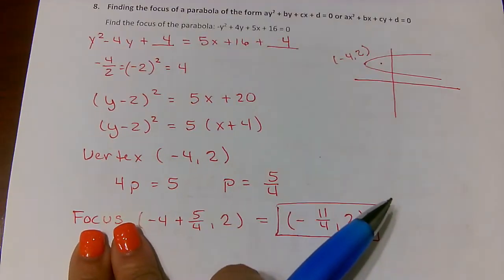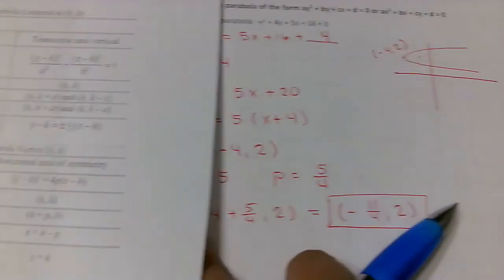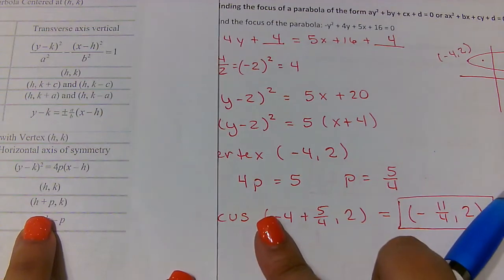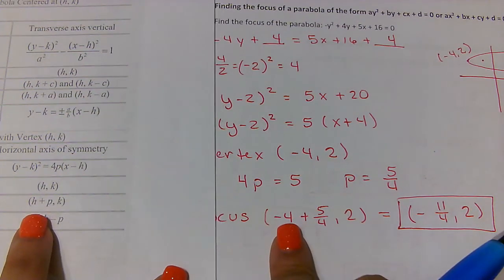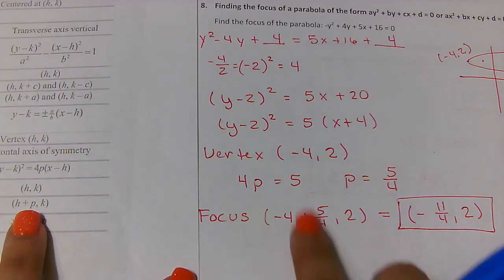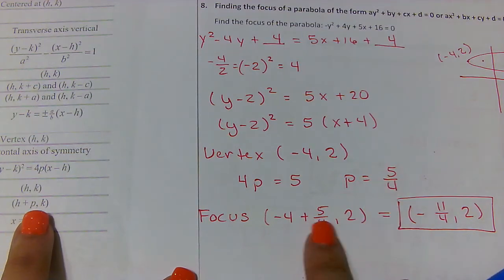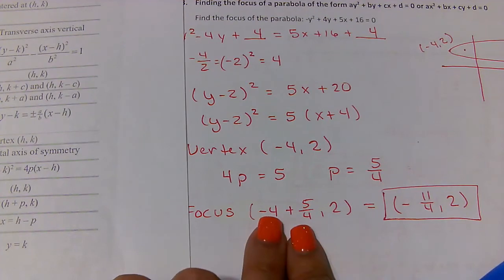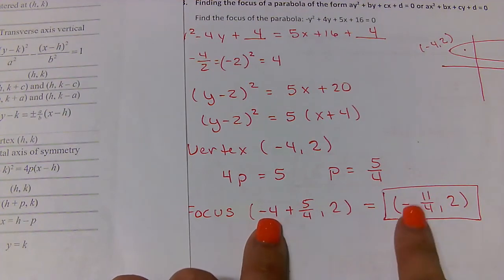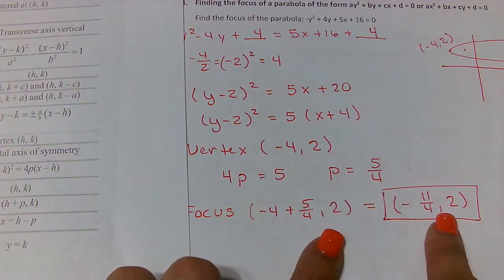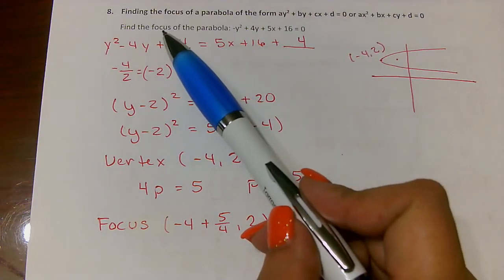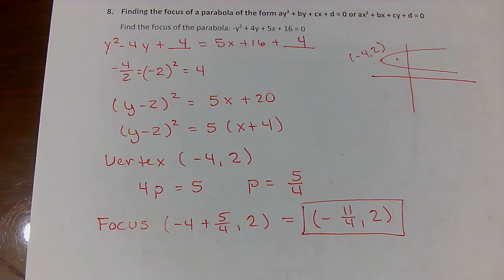So let's solve for our focus. We're going to use our set of equations, which is given here, and we're going to use h, which is -4, plus p, which is 5 over 4, comma k, which in this case is 2. Use the calculator to simplify this to (-11/4, 2). In this particular problem, we're just solving for the focus, so that's all we did here.